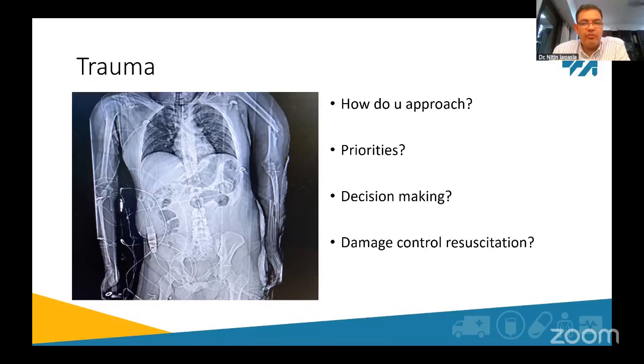To go through my topics today, I will obviously be talking about how we approach trauma, how we prioritize various injuries and mechanisms and so on. Talk about decision making, which by and large falls on our shoulders as emergency physicians because it's a multidisciplinary injury and we need to lead various surgeons in the correct sequence of events. We'll spend a few minutes on damage control resuscitation, and also the traumatic cardiac arrest algorithm towards the end.